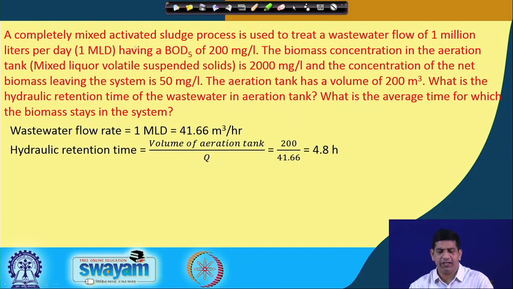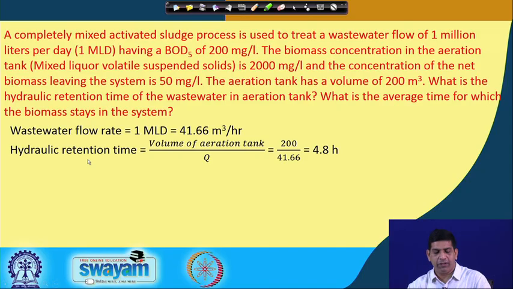I could say, if a completely mixed activated sludge process is used to treat a wastewater flow of 1 million liters per day, which is 1 MLD, having this BOD. The biomass concentration in the aeration tank, which is the mixed liquor suspended solids, is 2000 milligrams per liter, which is pretty high. The concentration of the net biomass leaving the system is 50. The aeration tank has a volume of 200. What is the hydraulic retention time of the wastewater in the aeration tank, and what is the average time for which the biomass will stay in the system?